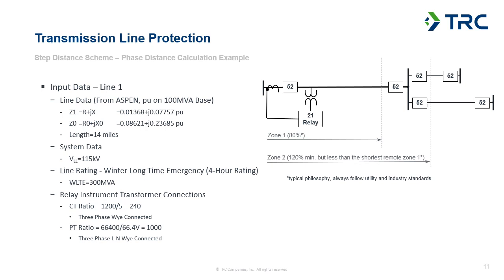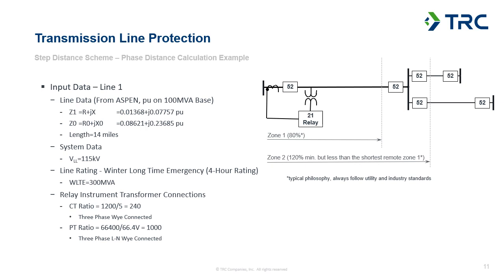In our example here, we've got a 14-mile transmission line, and the system is operating at 115,000 volts, 115 kV line to line. We would generally get a facilities rating sheet from the utility that we'd be working with, and that would provide the applicable ratings for summer and winter, such as the short-term emergency and long-term emergency ratings. In this case, we've got a 300 MVA rating for the 115 kV transmission line.